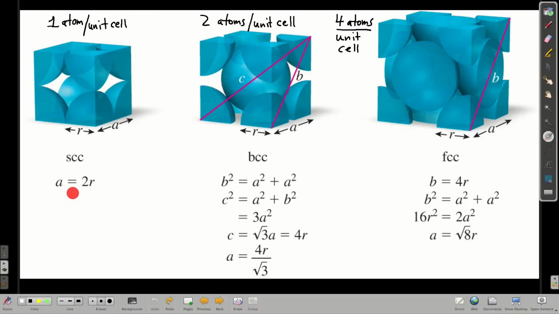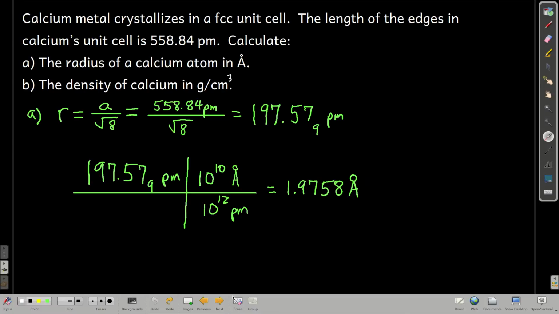So for the simple cubic unit cell, A is equal to 2R. Body-centered cubic, A is equal to 4R over the square root of 3. And face-centered cubic unit cell, A is equal to square root of 8 times R. So now we can do some stuff with that.